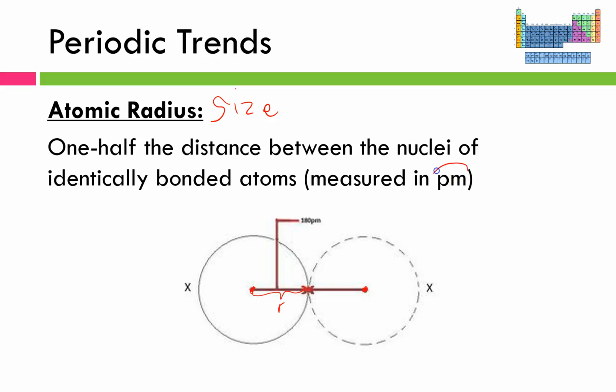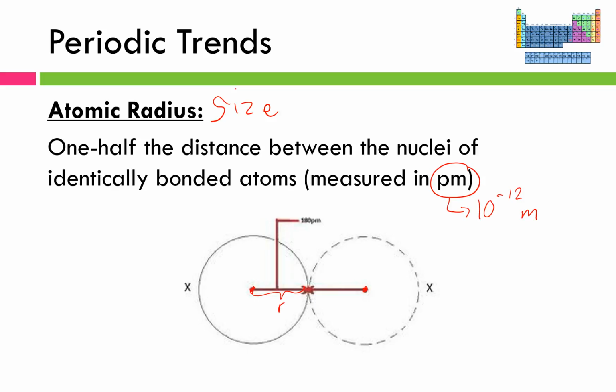This distance is measured in picometers, which hopefully, as you would imagine, is a very, very small unit. It's even smaller than nanometers. It's 10 to the negative 12 meters. And when you think about it, this makes sense. We're measuring something the size of atoms, actually half the size of an atom.